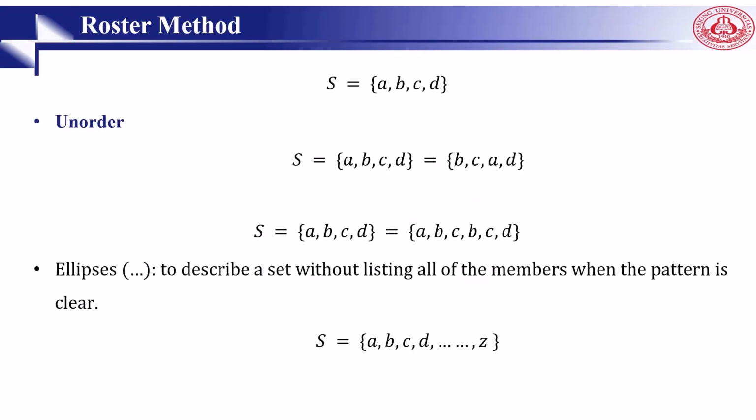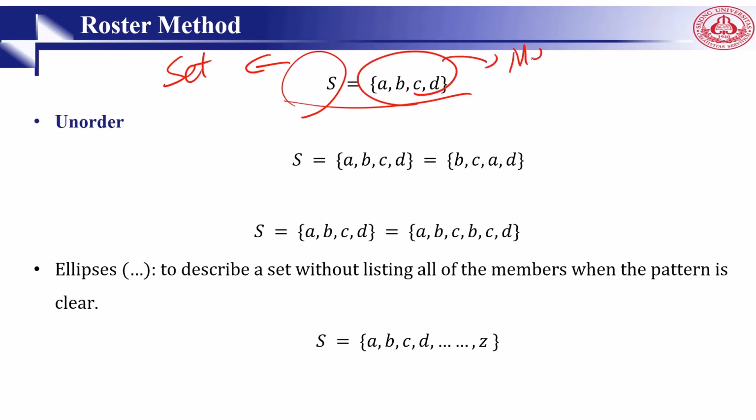Let's see how to describe a set using the roster method. The roster method is defined as a way to show the elements of a set. How? By listing the elements inside brackets. So we can simply say S = {A, B, C, D}. It means this is a set, and these are members. Order is not important here. {A, B, C, D} equals {B, C, D, A}. Order is not important.